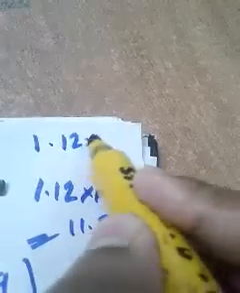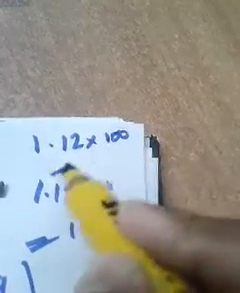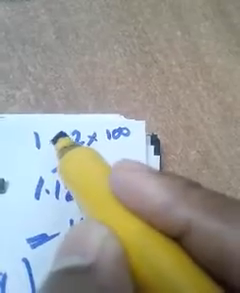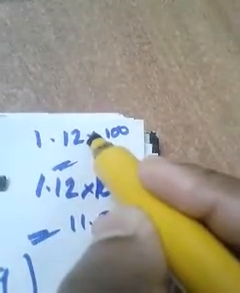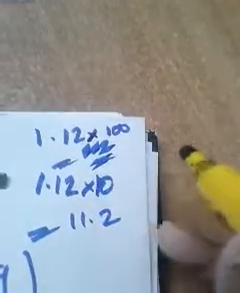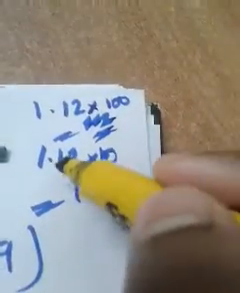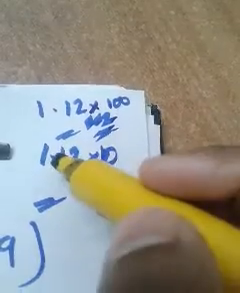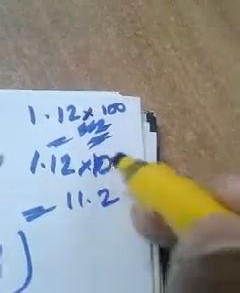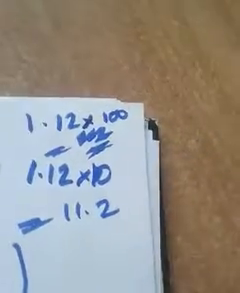Suppose the question is 1.12 into 100, what will be the answer? How many zeros are there? 2 zeros. So 2 positions to the right side. Where is the point now? From there, 2 positions to the right side. Now the point is here: 1, 2. Here will be the point. That means 112 point, so 112 itself is the answer. You may have understood, no? Where the point is, from there you have to count, if we want to multiply with 10, 100, 1000, numbers like that.